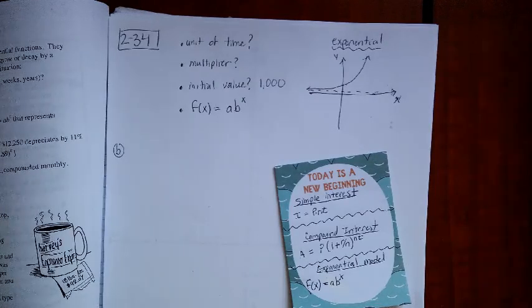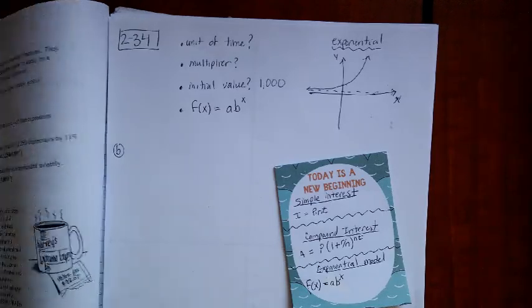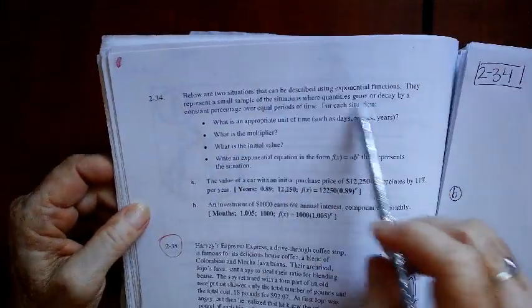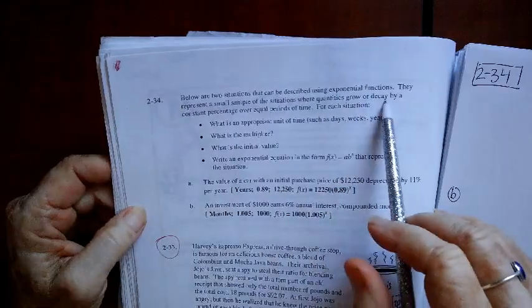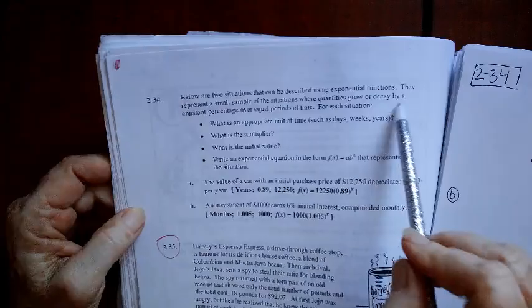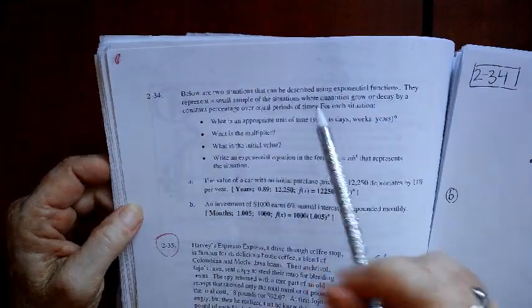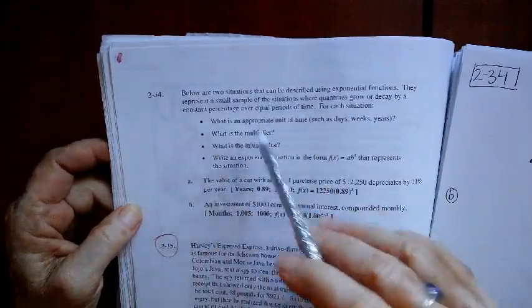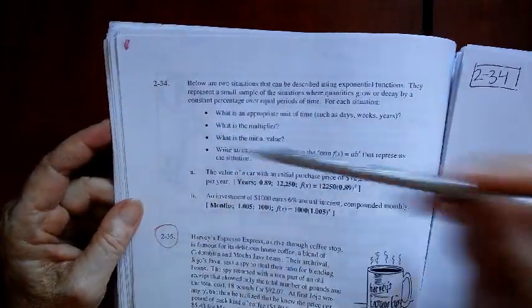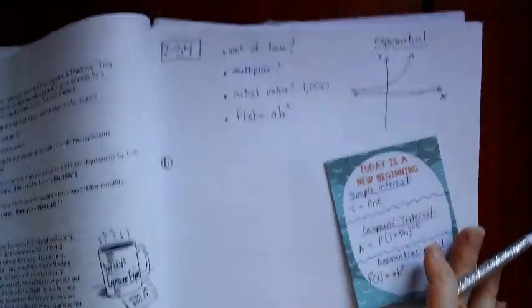Here's integrated 3. This is problem 2-34, letter B. In this problem, they are wanting us to think about exponential growth and decay. We've been studying the exponential function, so they're applying this to different situations, and they've asked us to answer these 4 bullet points. I'm just going to do letter B.